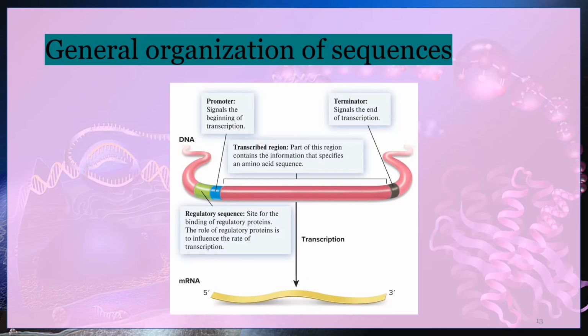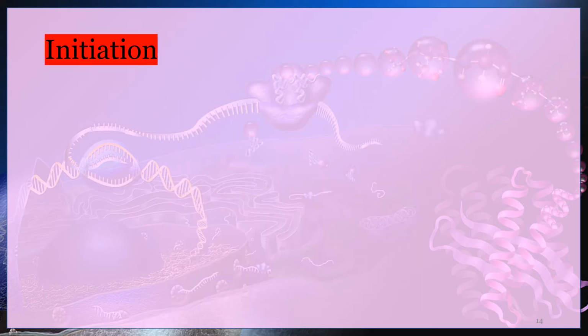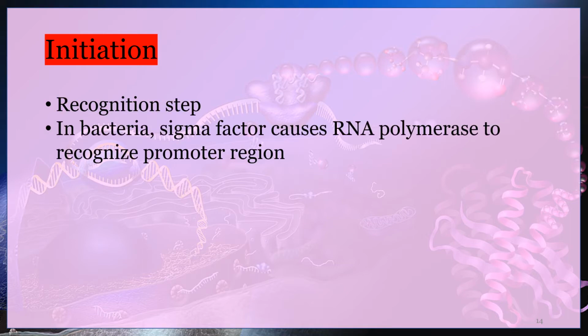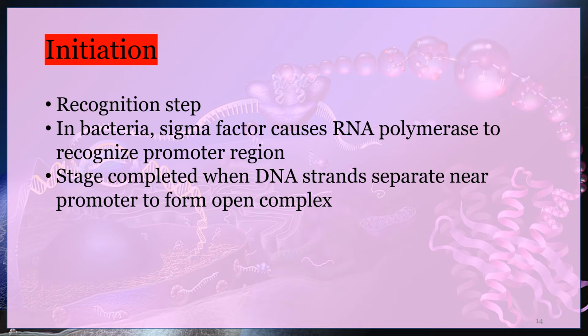Okay, and this is the general organization of the sequences of the promoter, the transcribed region, and then the terminator, as well as the regulatory sequence. First, we start off with this process of initiation. It is a recognition step. In bacteria, sigma factors cause RNA polymerase to recognize the promoter region. The stage is completed when DNA strands separate near the promoter to form an open complex.